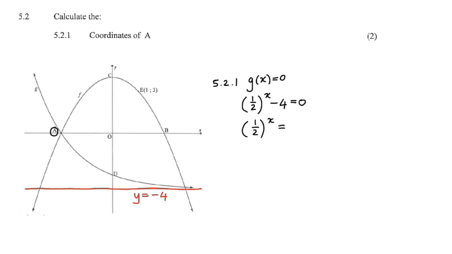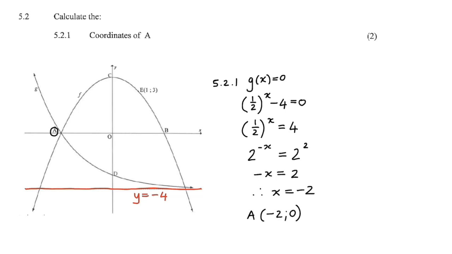Then we rewrite 4 in terms of its prime factors, so it's 2 raised to the power of 2, and we rewrite (1/2)^x as well. It becomes 2 raised to the power of −x. Now we have the same base numbers, so we can set the exponents equal to each other. −x = 2. X has to be positive, so we divide by −1 on both sides. x = −2. So the coordinates of A are (−2, 0).